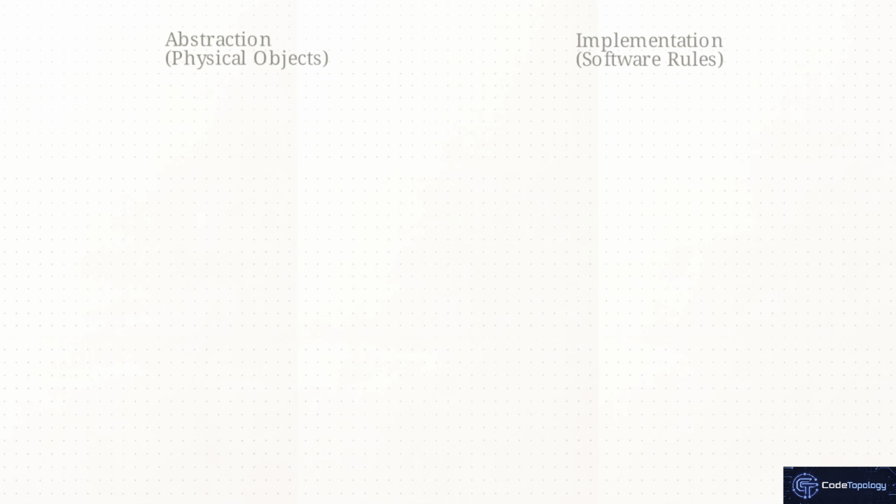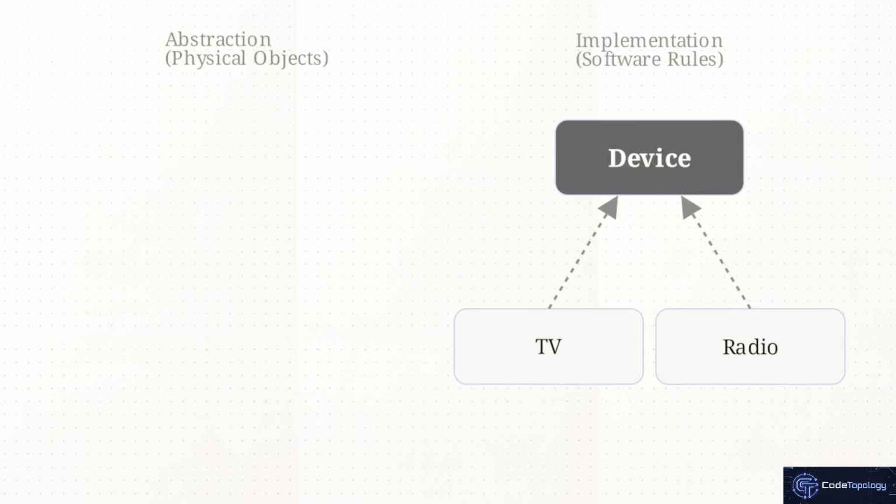First, we define an implementer interface, a generic device blueprint. Client code depends entirely on this, ignoring concrete details below. Below sit concrete implementations, specific TVs or radios. Sharing the same interface makes them interchangeable.